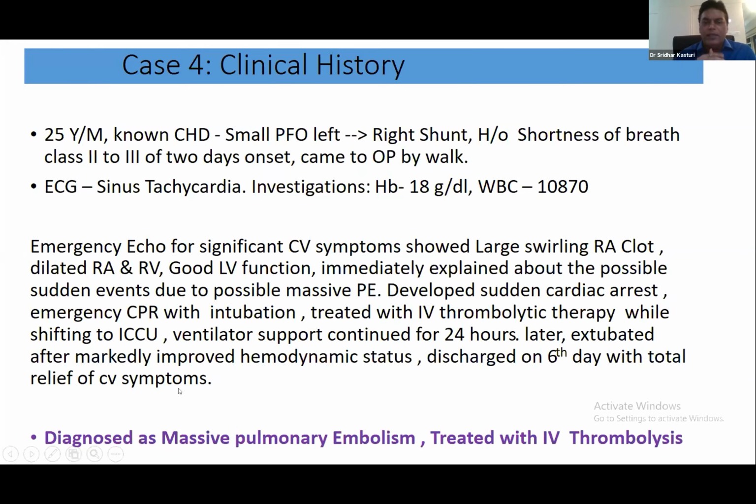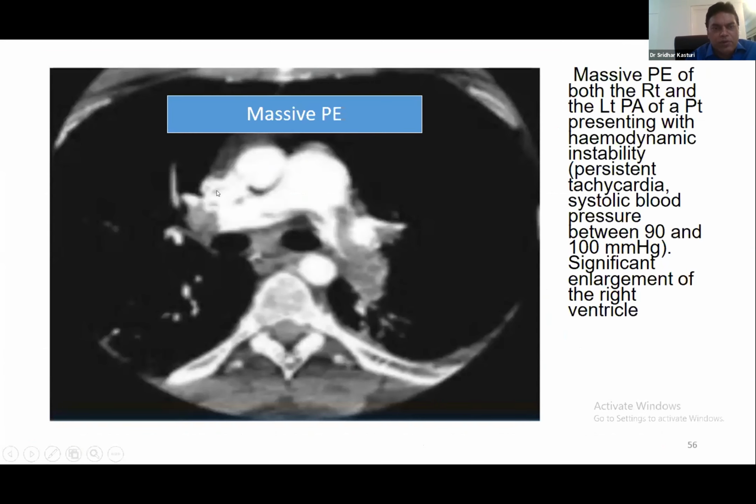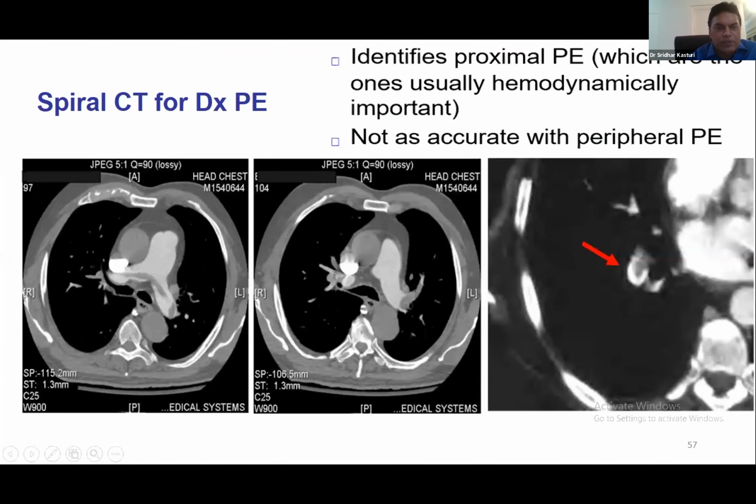24 hours later, his pressures improved significantly, and he was awake with relief of symptoms. Then we extubated, and he has markedly improved RV function. On the 6th day, he was discharged. This is a case of massive pulmonary embolism treated with IV thrombolytic therapy. So this is the appearance of bilateral massive pulmonary thrombosis. You can see sometimes it looks like a saddle thrombus also, extending into the RPA and LPA.